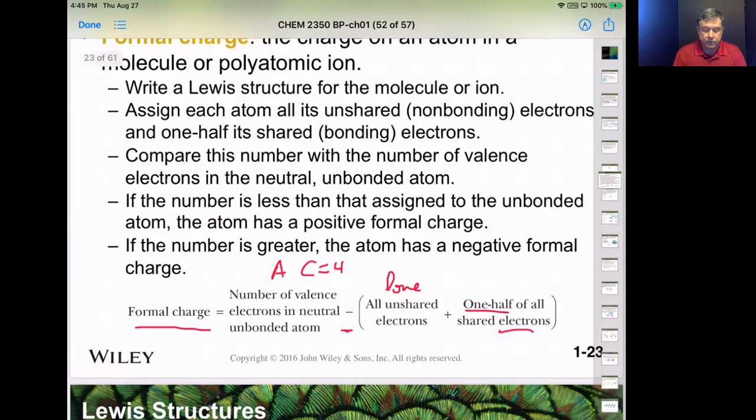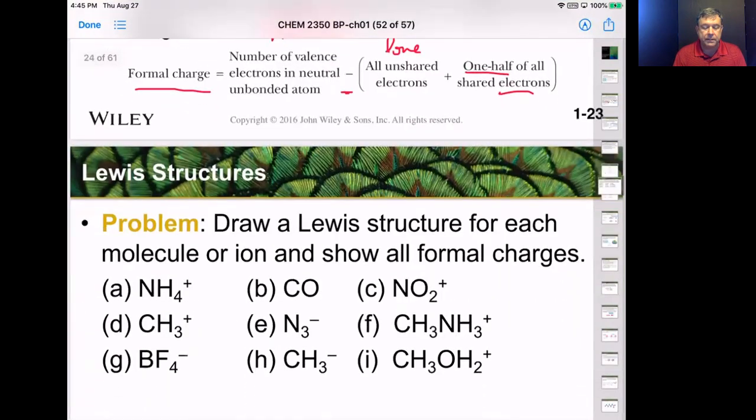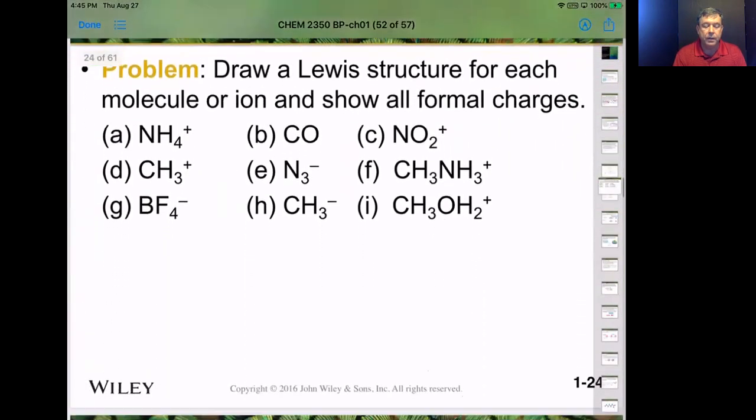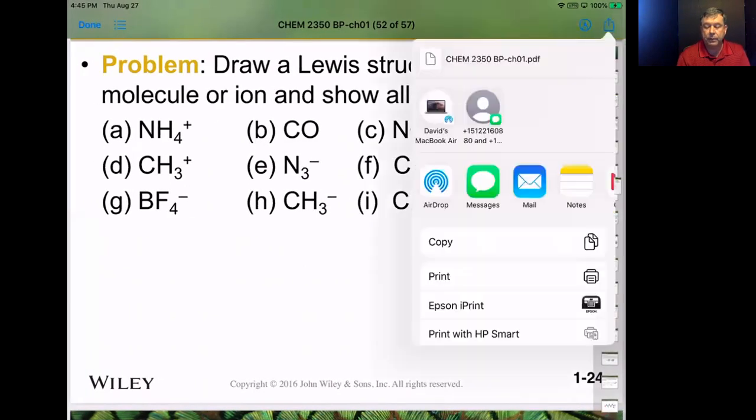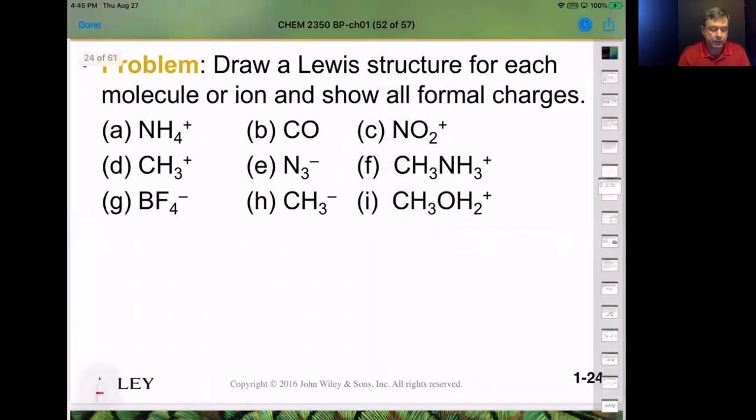Okay, so let's draw that for a couple different species here. The first thing we're going to do is use those 2 different functions, drawing the correct Lewis-Dot structure and then assigning formal charge. And we're going to look at a few of these different species, and then you can do the rest of them yourself to make sure you have it. But let's do the first one here. Let's do A. There we go.